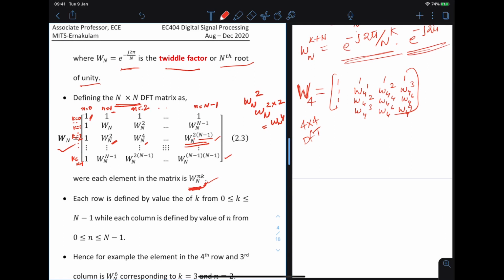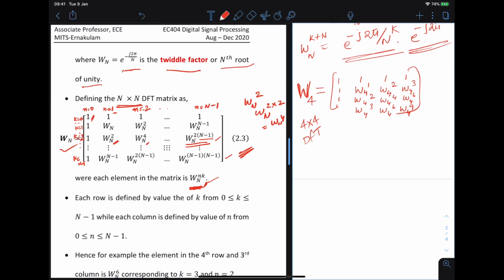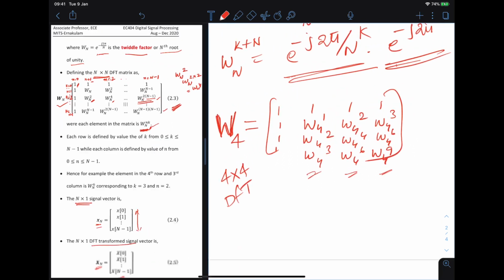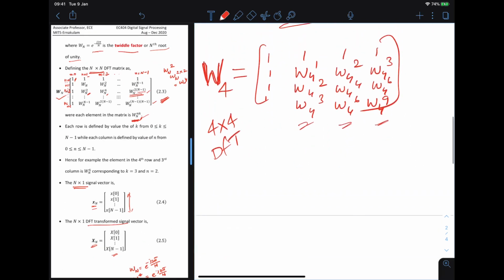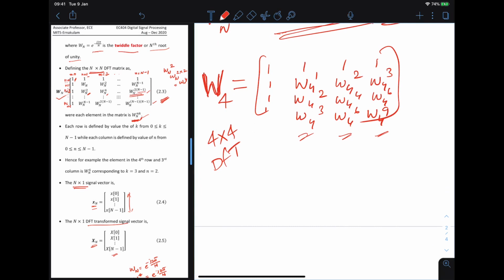You can just compare with the standard form and you will get this answer. Next, you might think that you have to find each and every element in this matrix first before getting your answer. But the advantage is, due to the periodicity property and the symmetry property, you can reduce the computational complexity. If you look here, what can you write about W4 raised to 3?